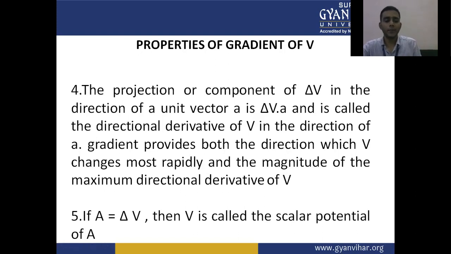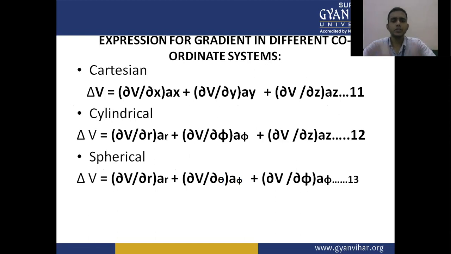So these are the properties of the gradient. Up to this, we have studied the gradient, vector, surface, volume, area, and length, and the properties of the gradient. Now expressions for the gradient in the different coordinate systems. Now we are going to interpret the gradient in the Cartesian coordinate system, as well as the cylindrical coordinate system or spherical coordinate system.